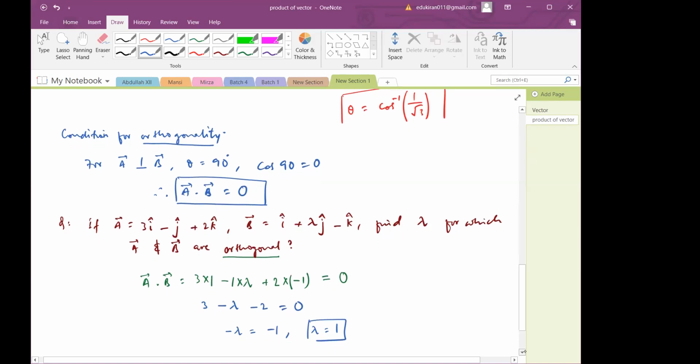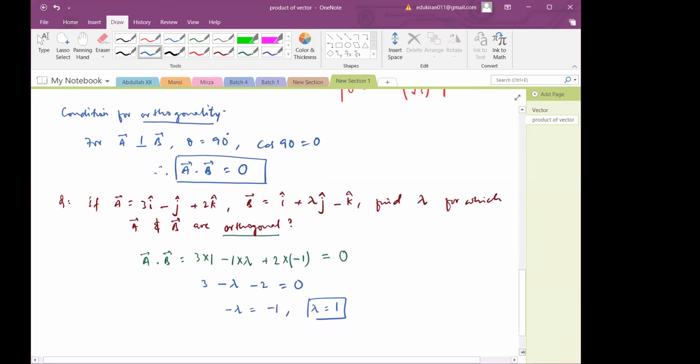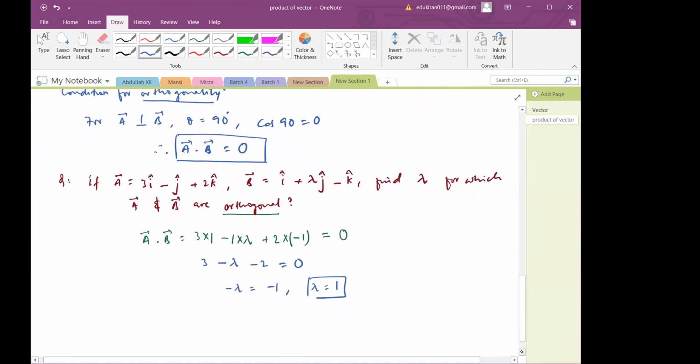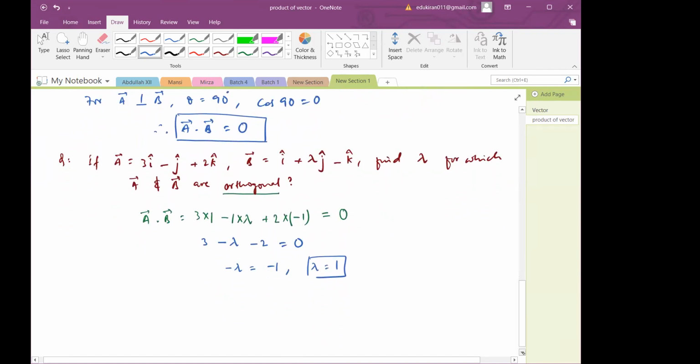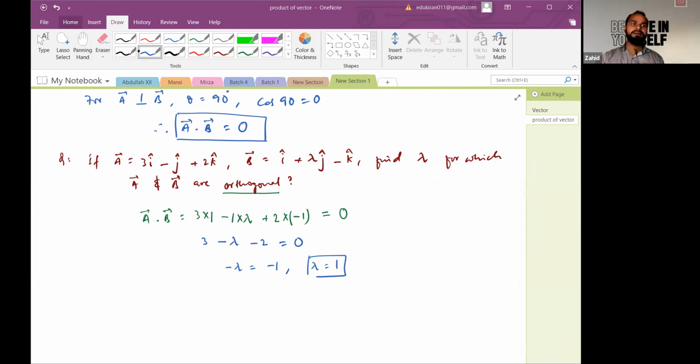Is it clear, Shoaib? Wahid, any doubt? Okay.